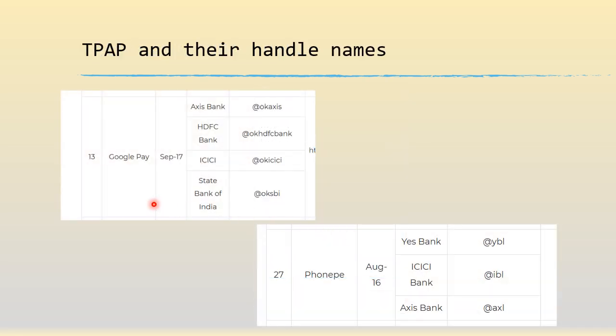Some examples of TPAPs and their partner PSP banks. There are 40 TPAPs currently. If you look at Google Pay, they have these four PSPs and they have a handle like Axis Bank has got @okaxis. PhonePe has tied up with three: Yes Bank, ICICI and Axis and their corresponding handles. If you look at this, for Axis Bank Google Pay, it's @okaxis, whereas for PhonePe it is @axl. So they will not have the same handles. It depends on the TPAPs.